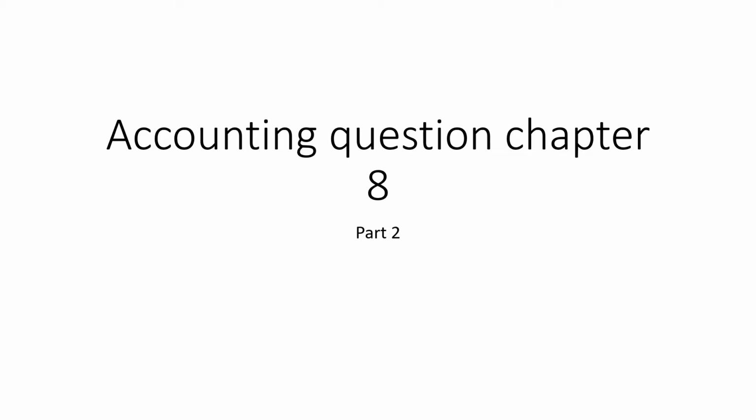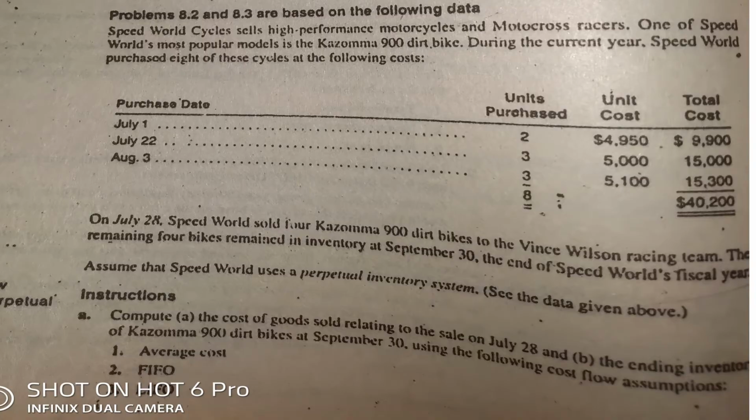Bismillahirrahmanirrahim. In this lecture, we will discuss some other aspects of inventory and some of the more questions which are related to your chapter number 8. Starting with the question which is related to periodic inventory system and perpetual inventory system. The first question is problem 8.2 and 8.3. First we will discuss 8.2 and after that 8.3, because the whole data is related to both of these questions.